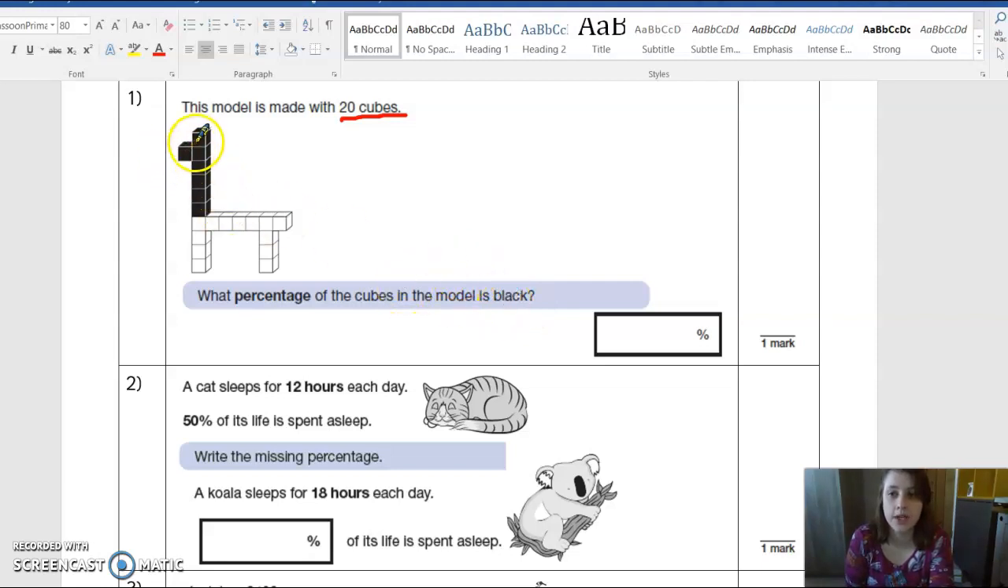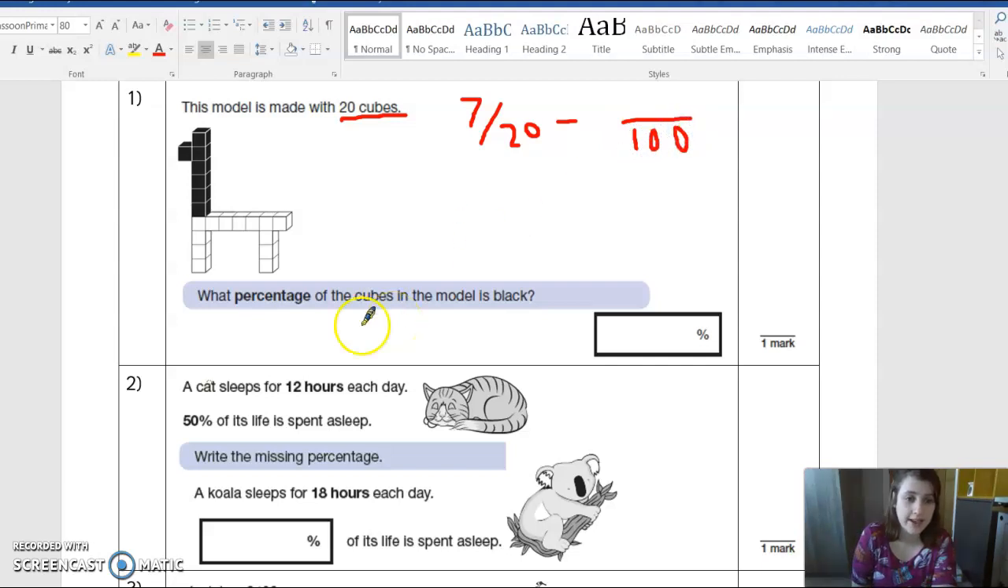So let's have a look. We've got 1, 2, 3, 4, 5, 6, so we've got 7 cubes out of 20 that are black cubes. Okay, and you can work this out in lots of different ways. That's fine. You can use the fraction of amount and convert it to a percentage, or you could work out what 10% of 20 is and then add it up. What I'm going to do is convert this fraction into a fraction out of 100 to give me my percentage. But as I say, there's lots of different ways.